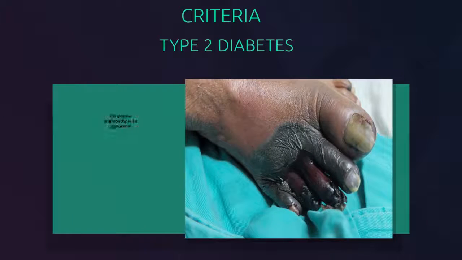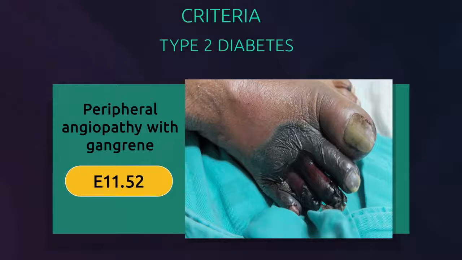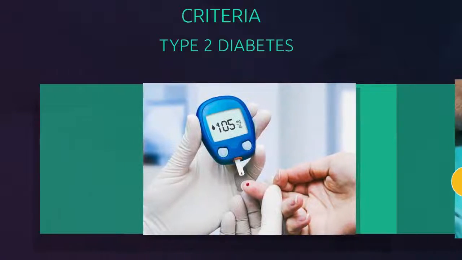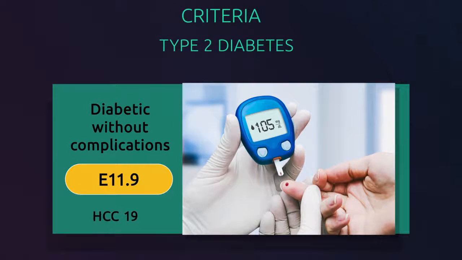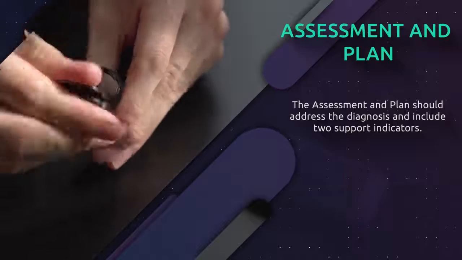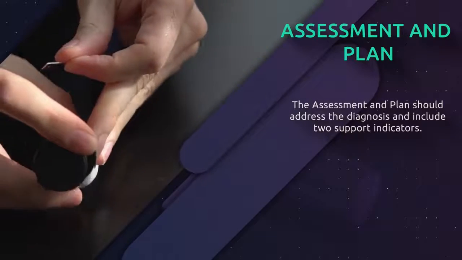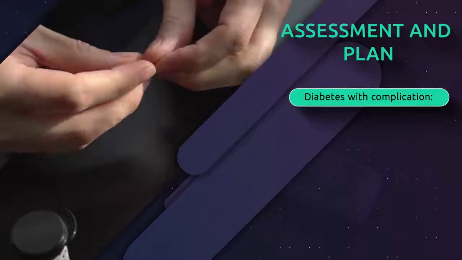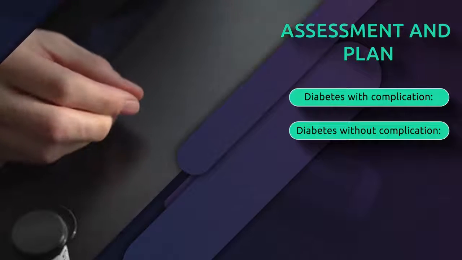Type 2 diabetes with diabetic peripheral angiopathy with gangrene is coded as E11.52, HCC 18. When diabetes occurs without any complication, it is coded as E11.9, and the HCC category is 19. The assessment and plan should address the diagnosis and include 2 support indicators. Let's review an example for 2 progress notes. One with diabetes with complication and the other with diabetes without complication.